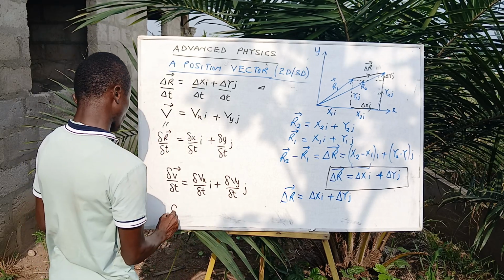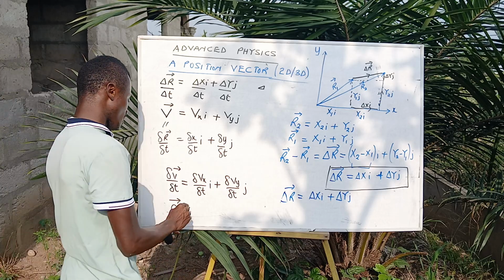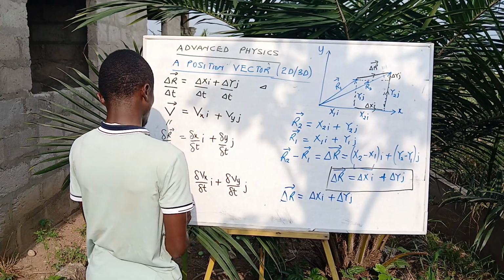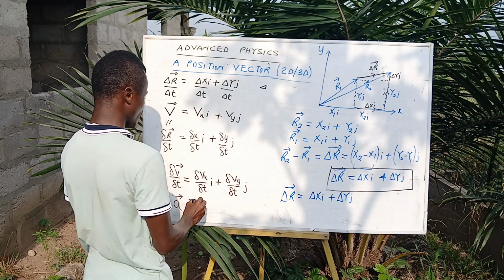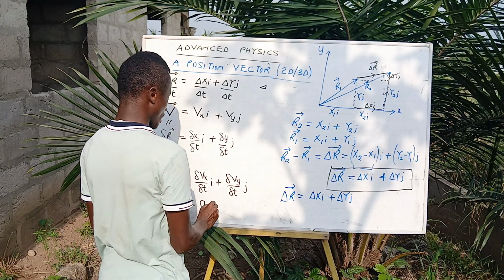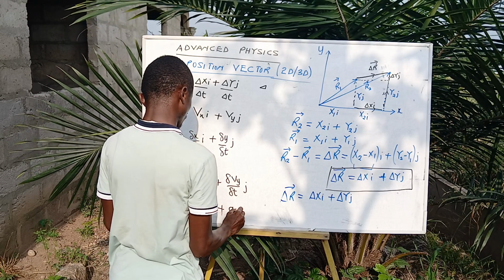But this is the overall acceleration in the 2D plane. It's a vector. That vector has an x component, then a y component. For the x, you have the dvx/dt, which is ax, the acceleration in the x direction, i, plus the acceleration in the j direction, ay, j.